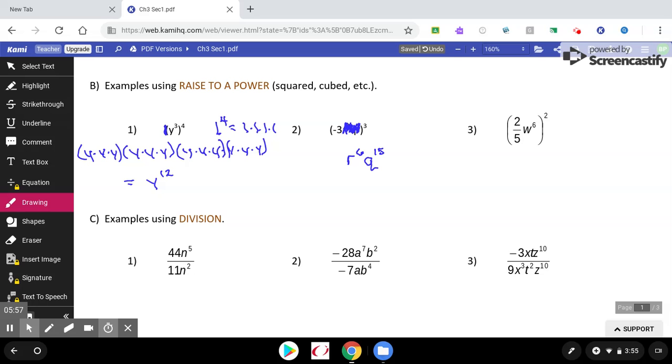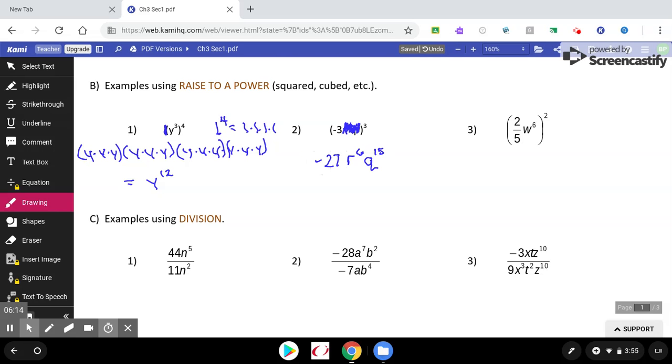-3 raised to the 3rd power. Is that something you could do in a calculator? And the answer is yes. So if you type in -3 cubed on a calculator, it's going to tell you -27. Okay, now how did we get it? Well, it's -3 times -3 times -3. But hey, pick up a calculator.